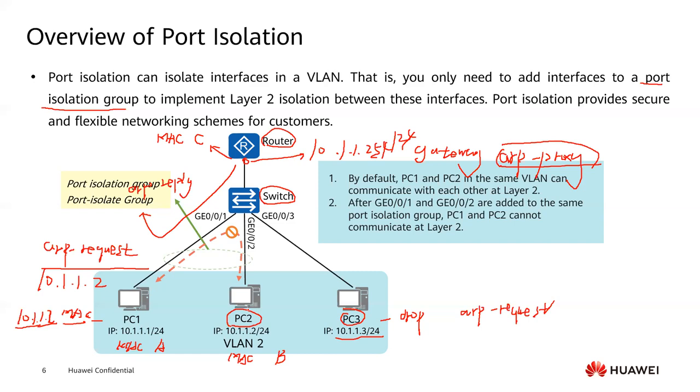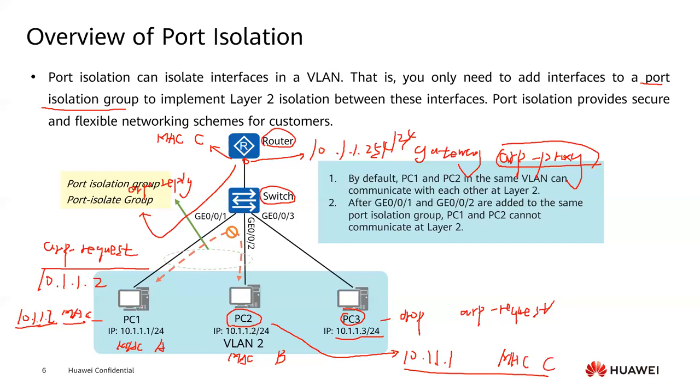The first thing is it still has to send an ARP request, but the ARP request will not be received by PC1, it will be received by the router. And then the router will send an ARP reply to PC2. So PC2's ARP table will look like this. It is MAC 3.